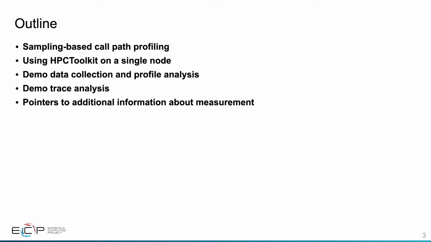Then I'll describe how to use HPCToolkit to collect performance data for an application on a single node. Then I'll demonstrate data collection and profile analysis using the approach I just described. Next, I'll demo trace analysis on some larger data for a 256 rank MPI execution. And I'll finish up by providing some pointers to additional information about measurement.